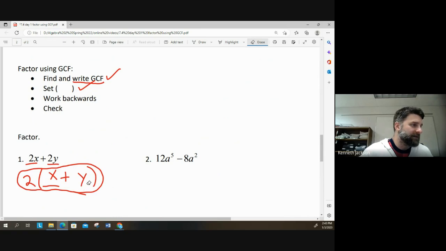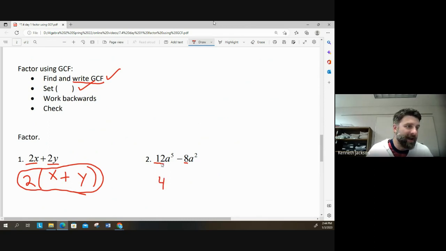So I have undone the multiplication, or I have pulled apart this binomial in number 1. And you can check to make sure it's correct by distributing the 2 through, and you end up with exactly where we started. On number 2, between 12 and 8, what will go into 12 that will also go into 8? Well, that would be 4. 4 goes into 12 and 8.